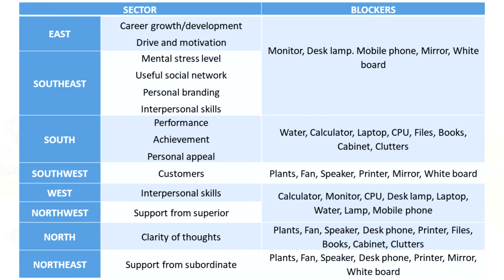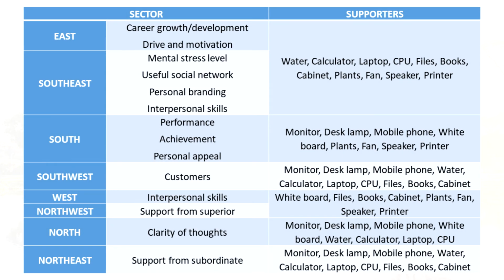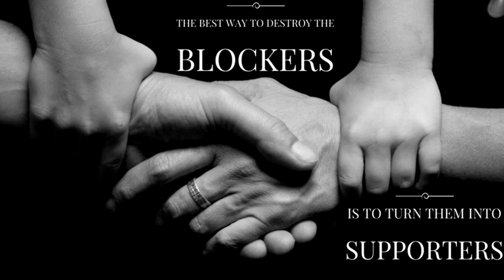So what you need to do is to convert the blockers into supporters. This is another table showing the supporters for the various sectors. Basically, to power up is to turn your blockers into supporters. Easy as that. Just a minor movement. You don't have to spend a huge sum of money to buy ornaments and things like that that are said to improve your career resilience, luck and fortune. No need. All you have to do is make use of your existing items on your work desk, shift them around, and convert them into supporters. That's all you need to do.